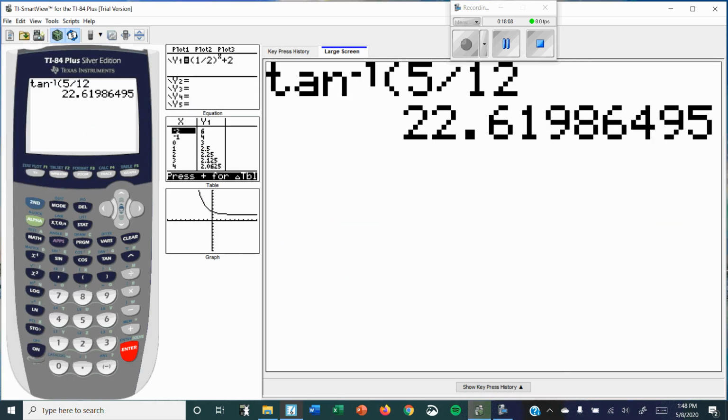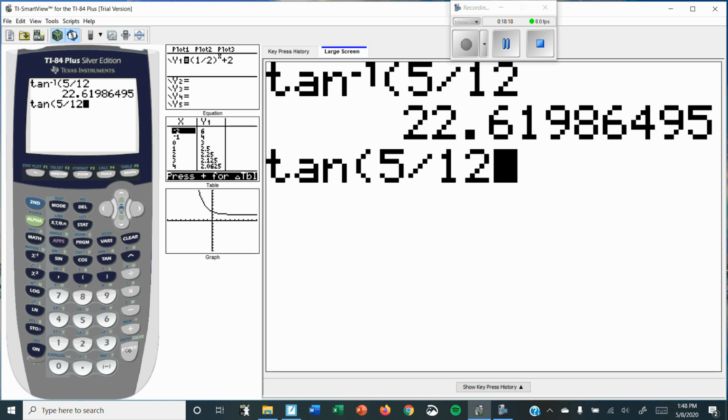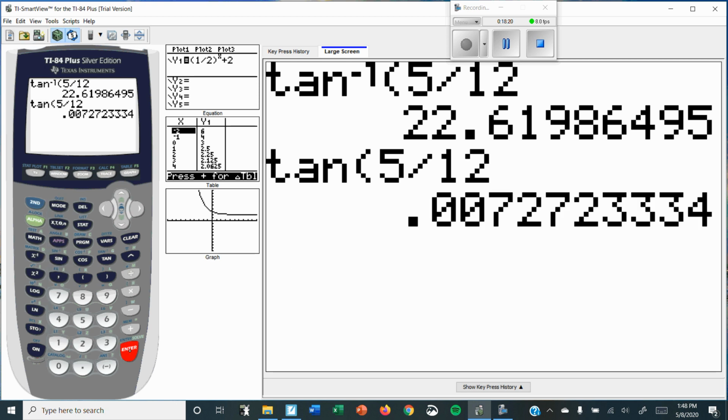Now, here's how you know you pressed the wrong button. If you just press regular tan, 5 divided by 12, look what you get. You get 0.007. That would round to 0 degrees. Like if you put your hands on top of each other and open it up, do you agree you can make an angle? If you're telling me it's 0 degrees, that means your hand's not opening. That means it's not an angle. It's flat. So clearly we're not talking about that. So if you have to decide between 23 degrees or 0 degrees, it's probably the 23.